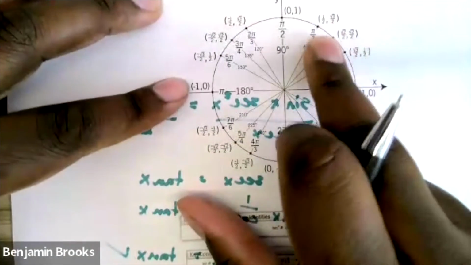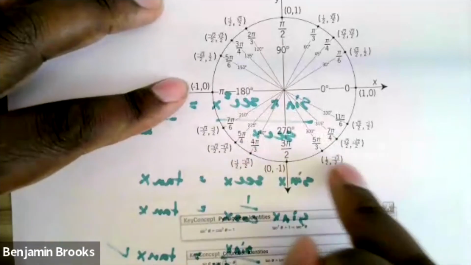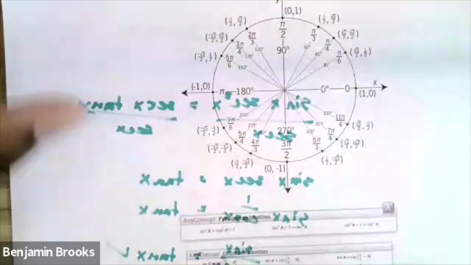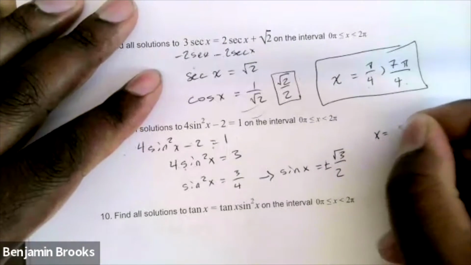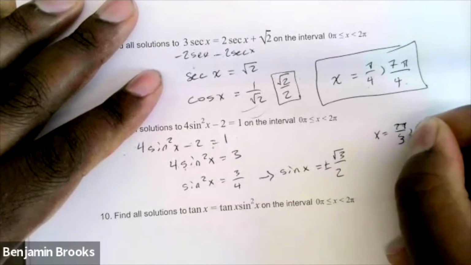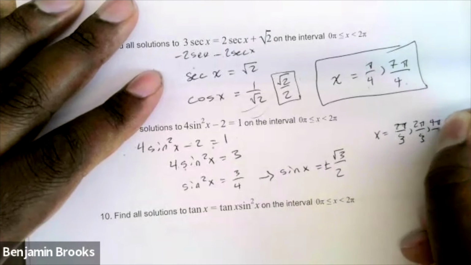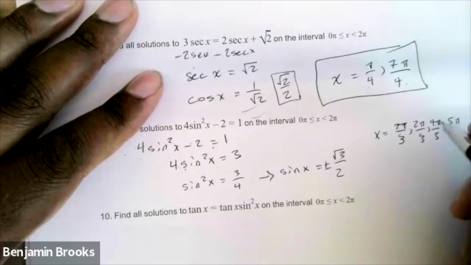Yeah, here pi over 3, 2 pi over 3, 4 pi over 3, and 5 pi over 3, which are all reflections across the x and y axes. So therefore, we can say x equals pi over 3, 2 pi over 3, 4 pi over 3, and 5 pi over 3. And that's our answer.